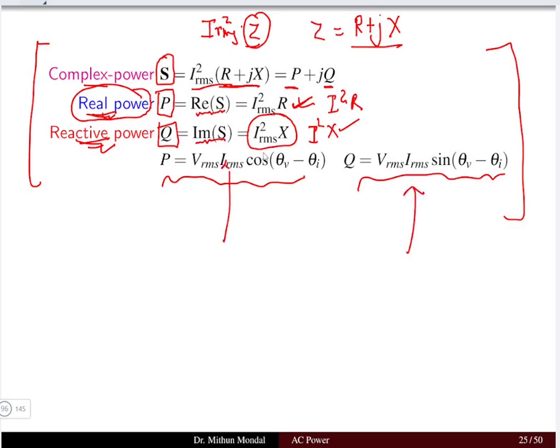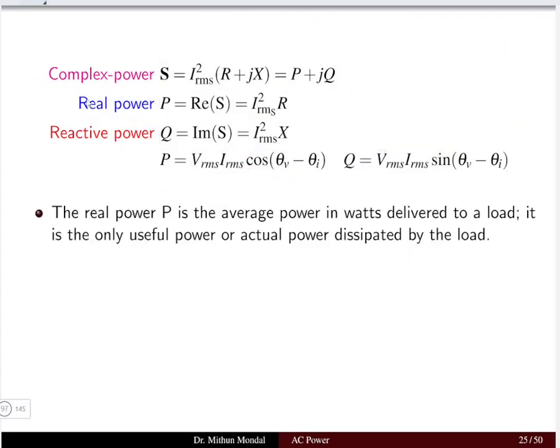Now the real power and reactive power we can break up into two quantities. What is the difference? Here you have the cosine of the difference of the voltage and the current angles. Here you have the sine of the difference of the voltage and current angles. Otherwise the magnitude remains the same, that is the product of V RMS into I RMS. So this is coming from the apparent power, V RMS into I RMS. Now let us discuss what is real power and how it is useful to us.